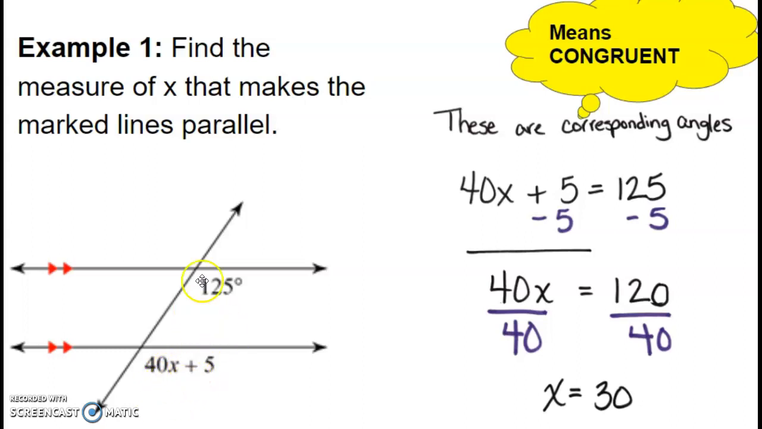They're in the same position, right? The same position relative to where the transversal is cutting through each of their lines. So they are corresponding angles. That means they are, what? Congruent. That means that we can set their measures equal to each other, right? So 40x plus 5 then is equal to 125 degrees. And then we can solve the equation as we well know how to do by now and find that x is equal to 30.